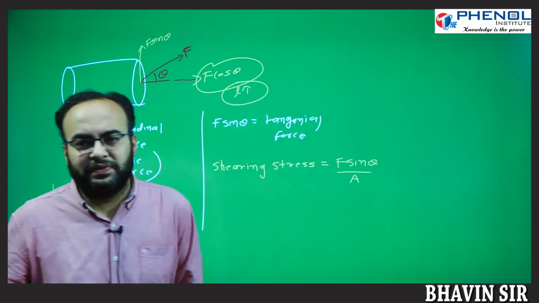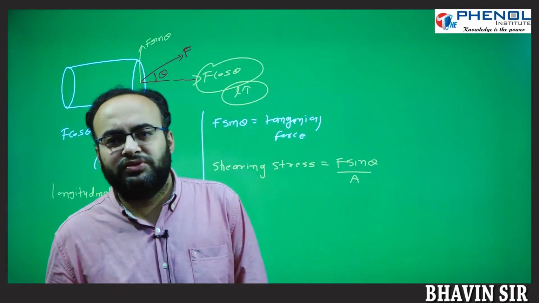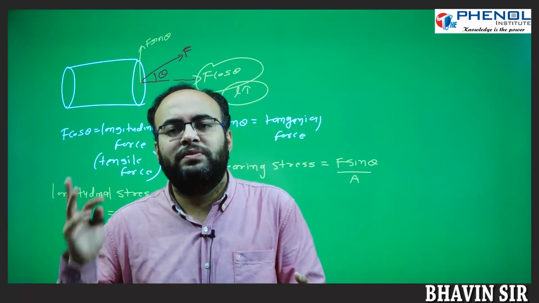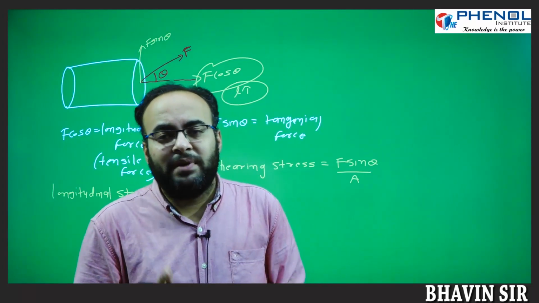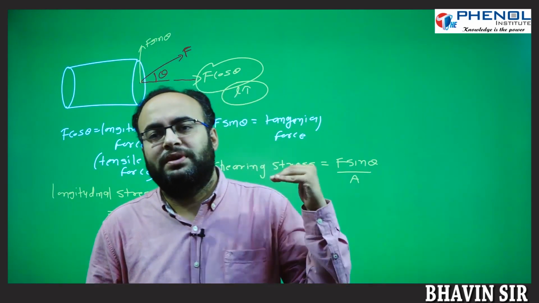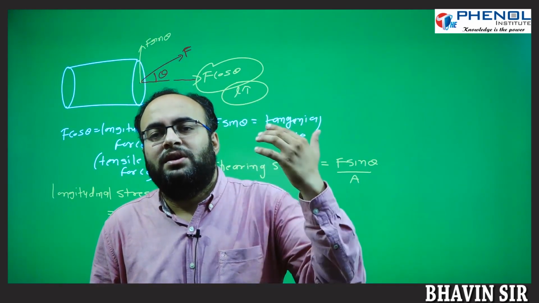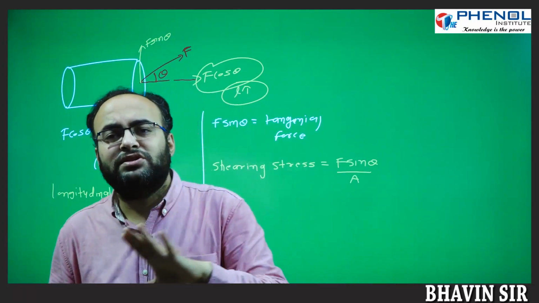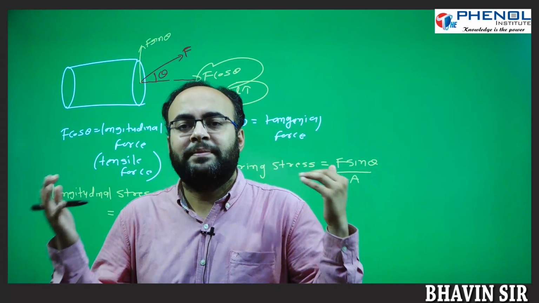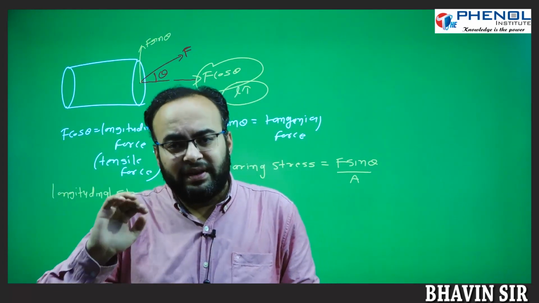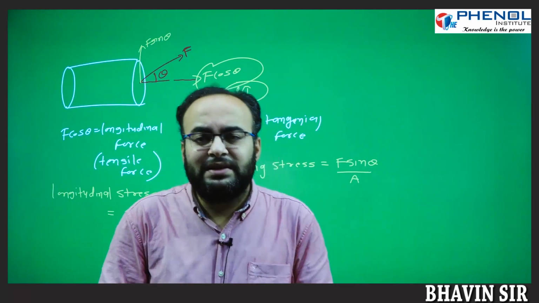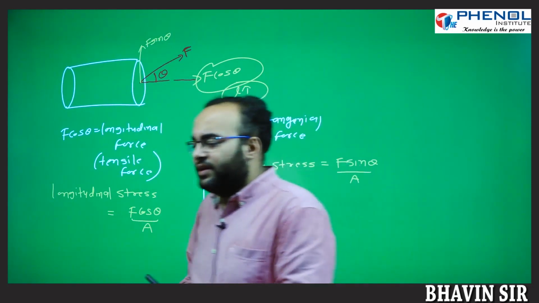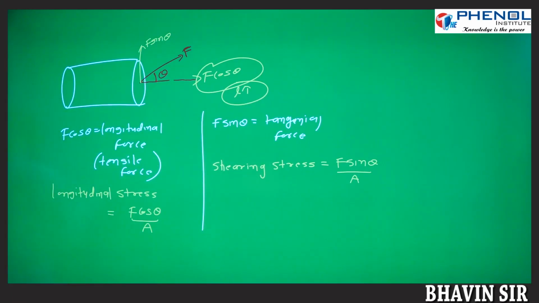So students, what is the general formula of stress? F by A. That is the same for all types of stress, longitudinal, volume and shearing. For strain the formulas are different: longitudinal strain means delta L by L, volume strain means delta V by V, shearing strain means delta X by H. But in the case of all types of stress, the formula is the same, F by A. What is the different thing? In longitudinal stress, we consider the perpendicular force, F cos theta. In shearing stress, we consider the tangential force.